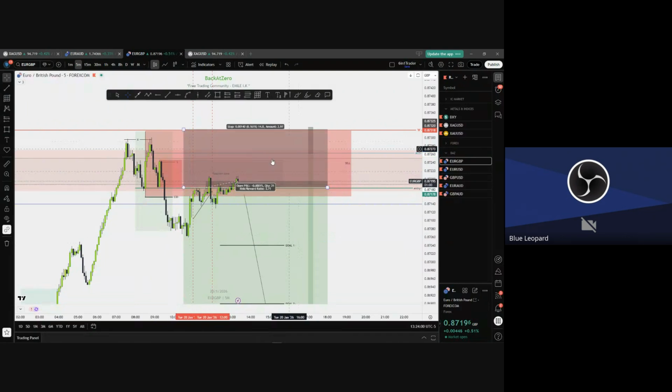First of all, it must break structure in the direction of the bias. We broke it here, in the direction of the bias. Secondly, it does not have to have liquidity above it. And we saw here, we have liquidity, but what is more important is above us, we swept liquidity. So there are not many sellers here.